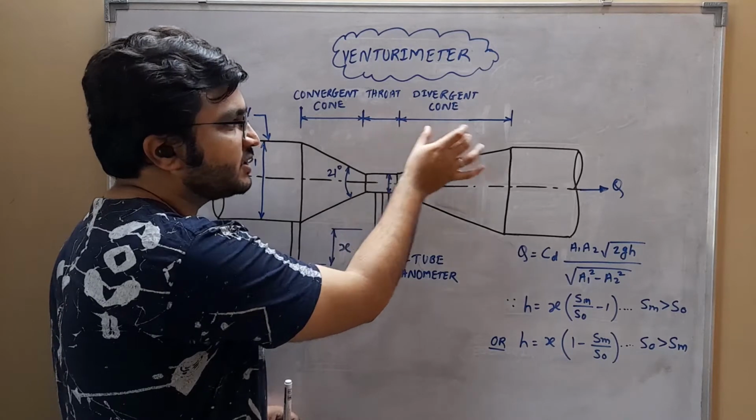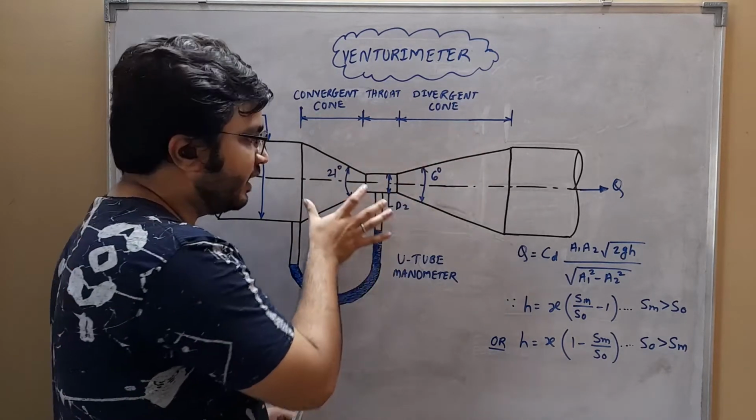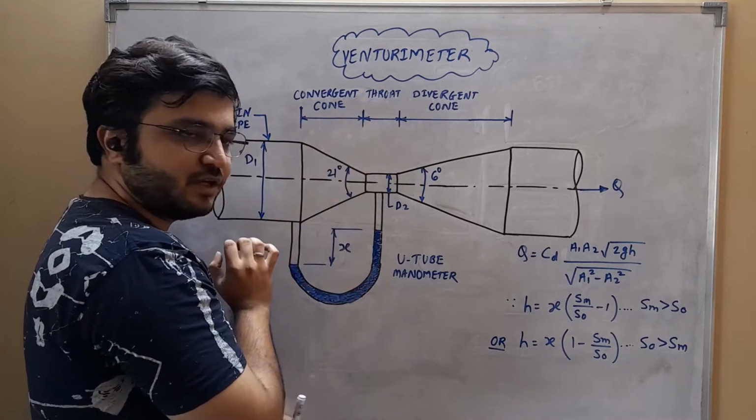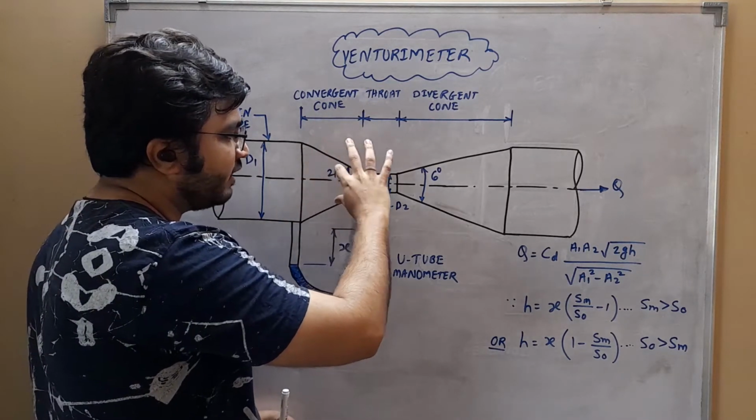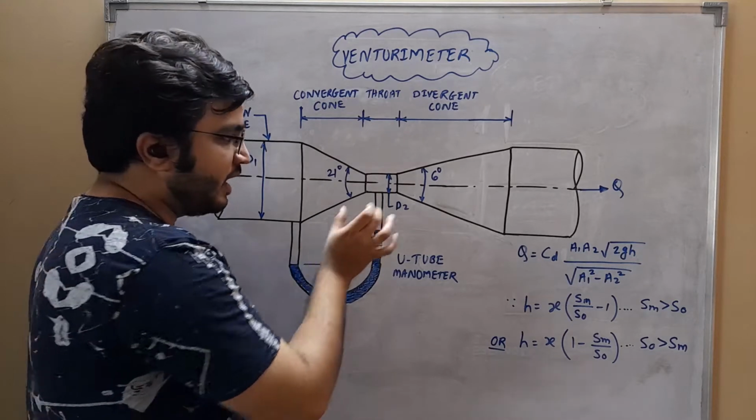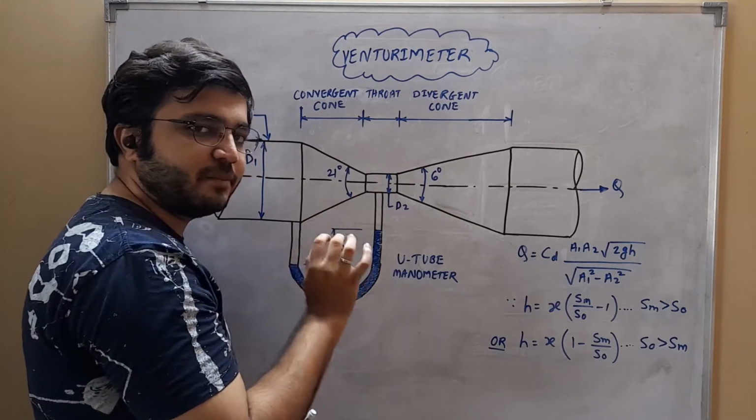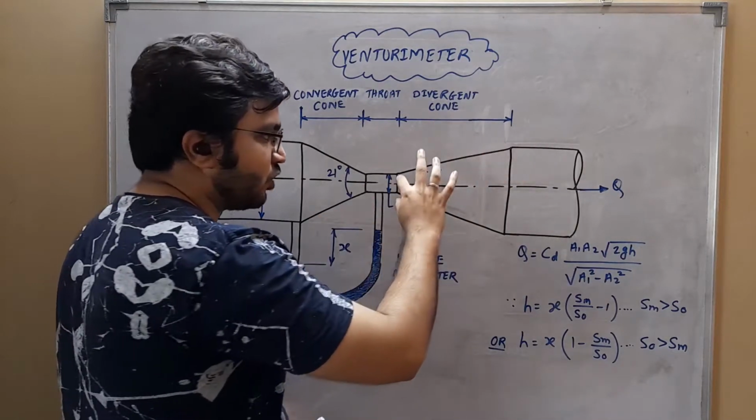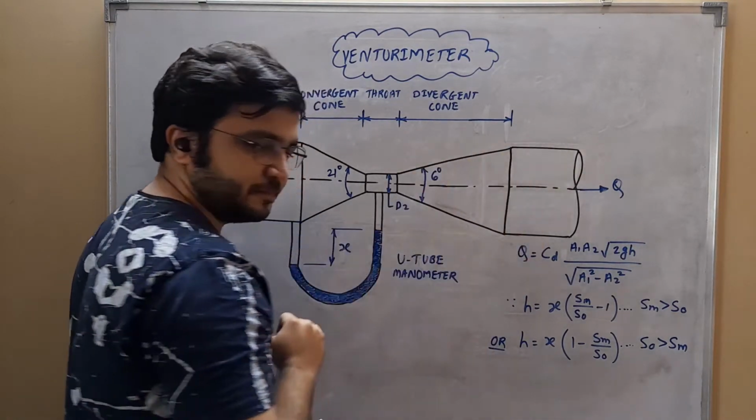So these three sections are mounted one after the other in the main pipeline. First comes the convergent section, where the cross-section area will be decreasing. At throat section, the cross-section area will be at its minimum value. And in the divergent section, the cross-section area will be increasing.